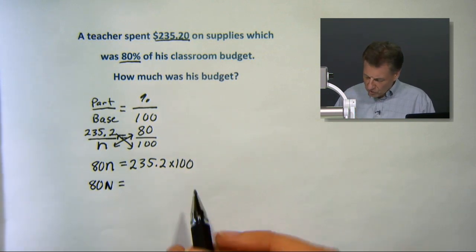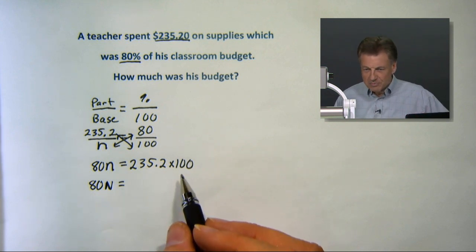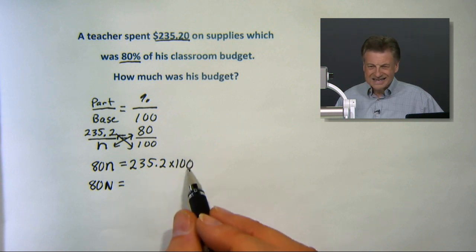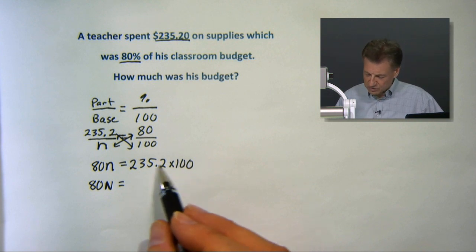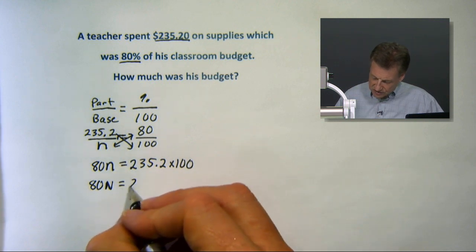But what about over here? What happens when we multiply by 100? Do we need to get our calculator? Some of you may say, well, I do. But what it means is we're going to move that decimal two places when we multiply by 100. It's like 10 to the second power, which means we move it to the right. So how about it?